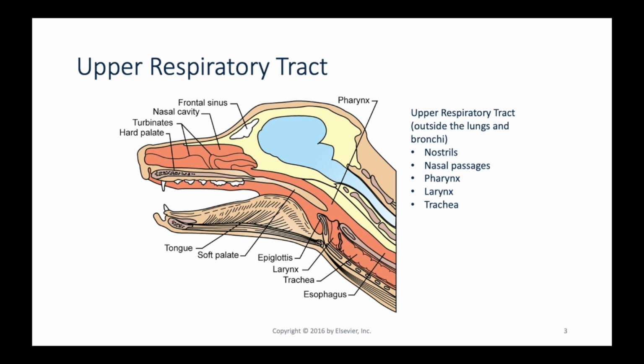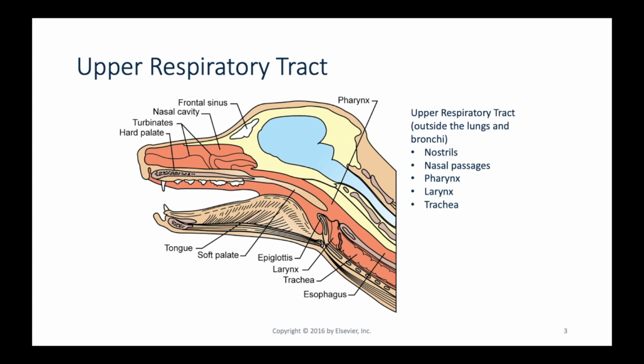So the upper respiratory tract, we've got the nostrils, the nasal passages, the pharynx, the larynx, the trachea. And if we get a little bit more specific, we have the nares, which are the nostrils. They're the external openings of the respiratory tract, and they lead to the nasal passages. We have the nasal passages themselves, which are between the nostrils and the pharynx. The nasal septum separates the left and right nasal passage. Hard and soft palates separate the nasal passages from the mouth.